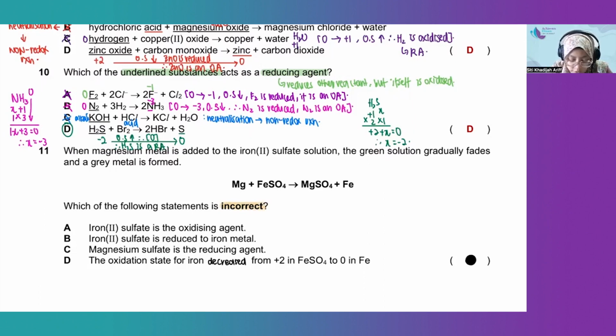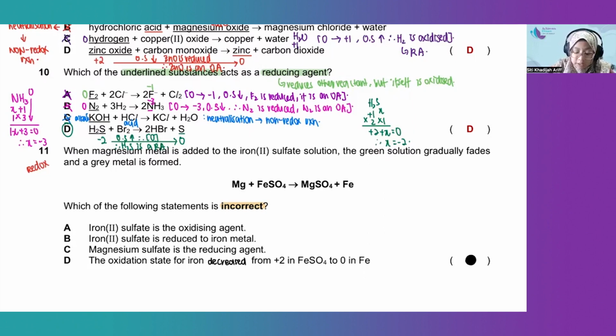Now, when you look at options A and B, you see the terms oxidizing agent and reduced. So question 11 is dealing with redox, correct? In order to solve redox questions, you need to calculate the oxidation states of magnesium and iron in both the reactants and products.